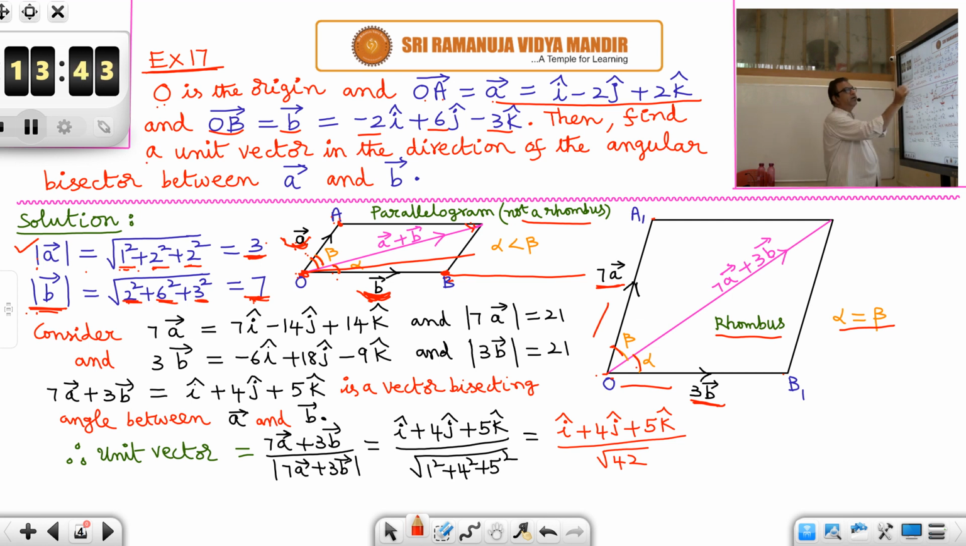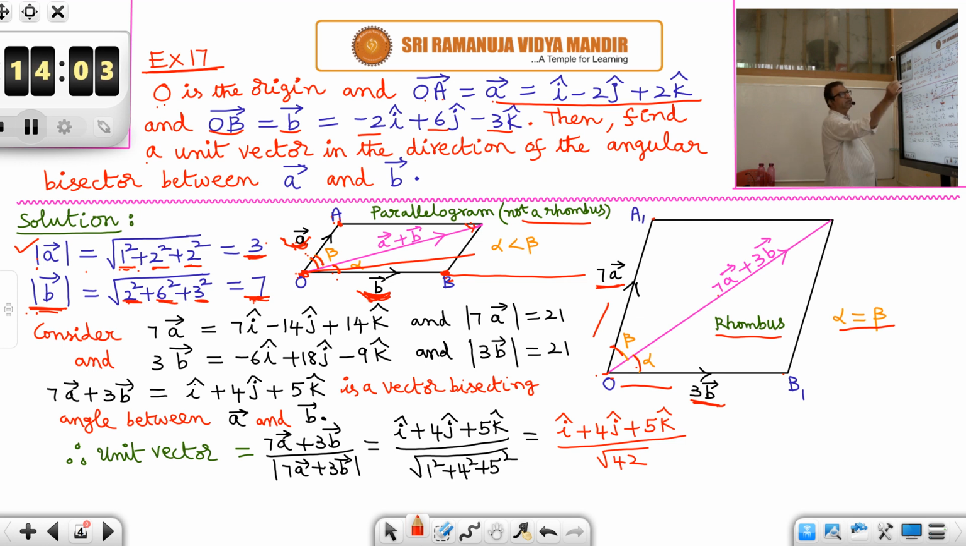So, we want a unit vector in the direction of the angular bisector. That is easy. You find 7A bar plus 3B bar. After that, how do you make a unit vector in the same direction? By dividing by its magnitude. Okay, so this is very simple.